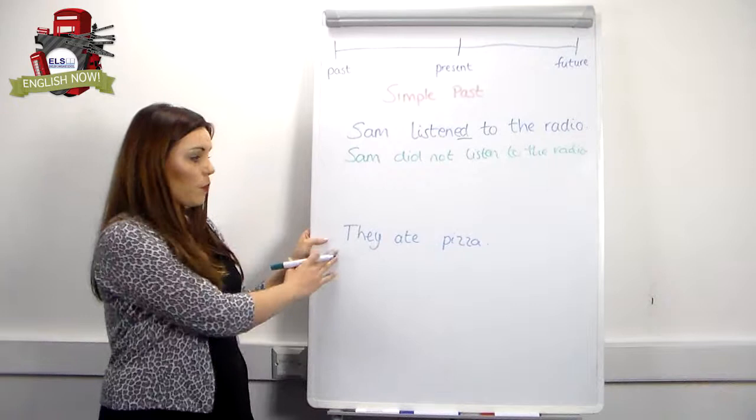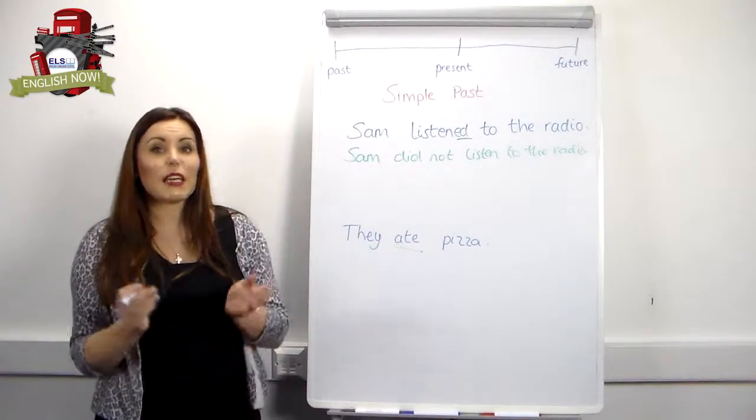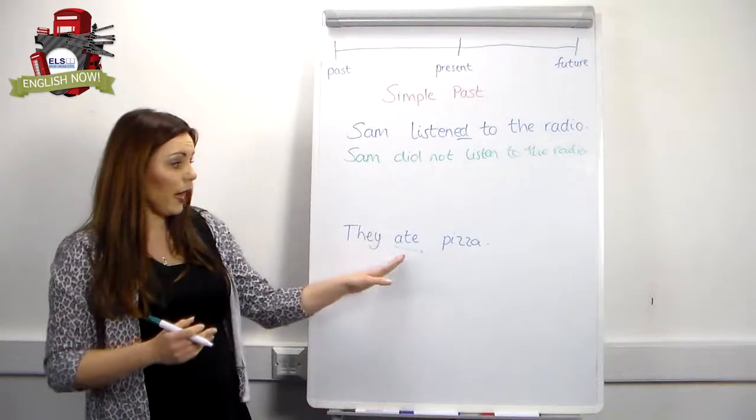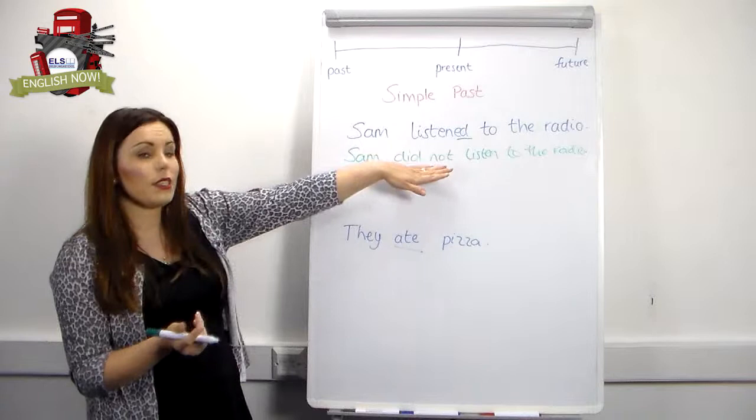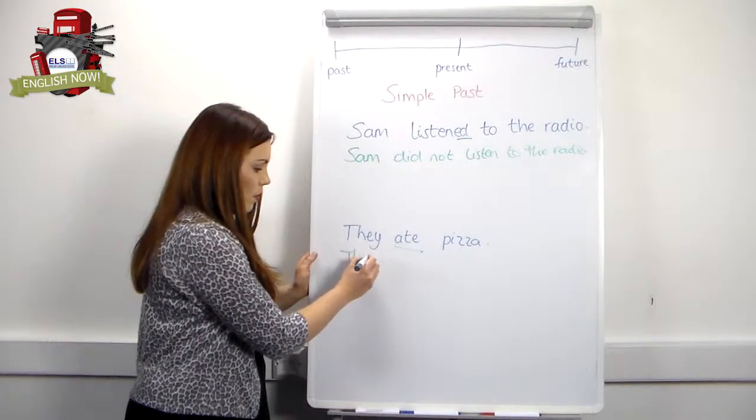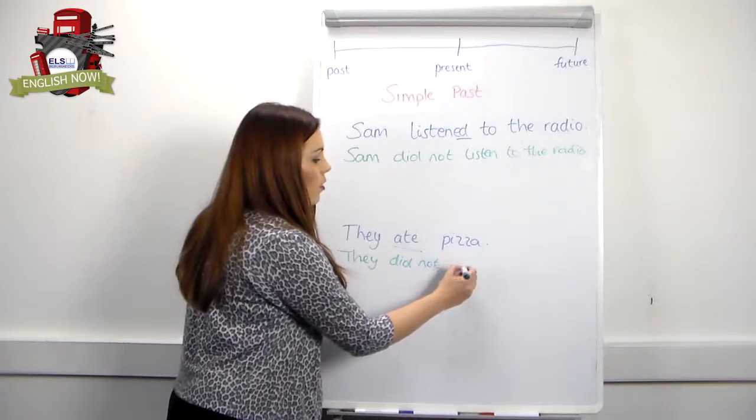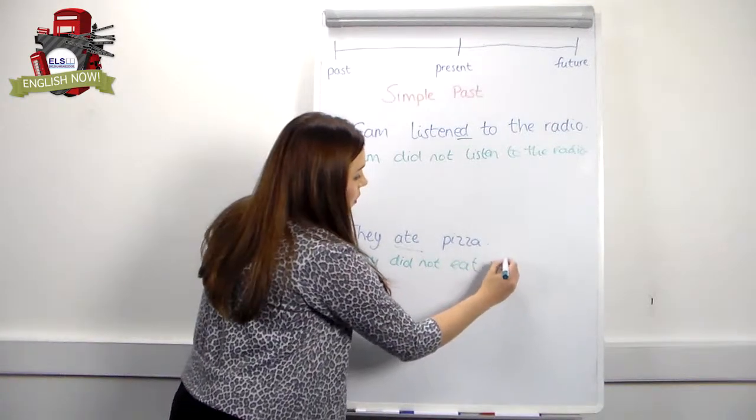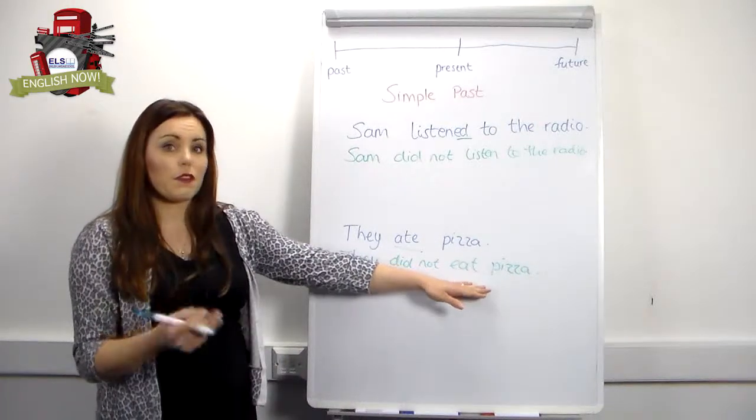Let's have a look at this one. Here, our verb is this word. It's irregular. It's the past for eat. Again, we need to use did not. They did not eat pizza. The verb is in its first form.